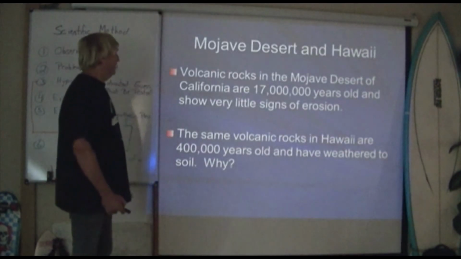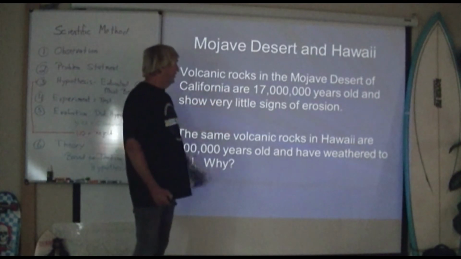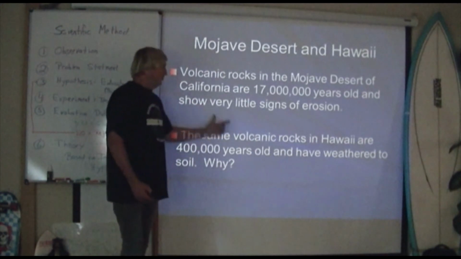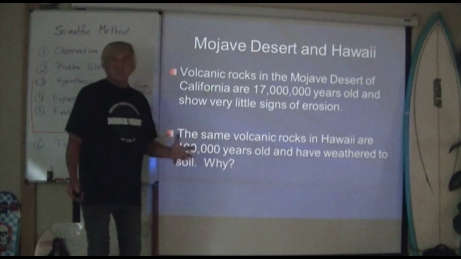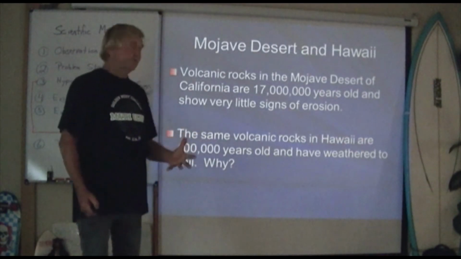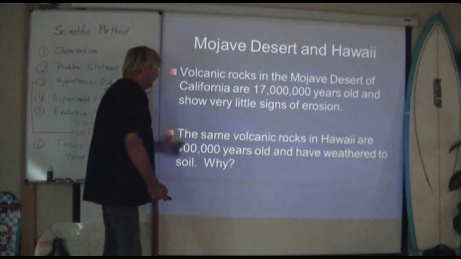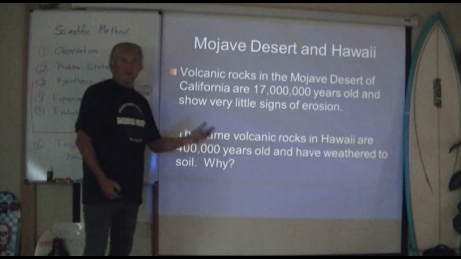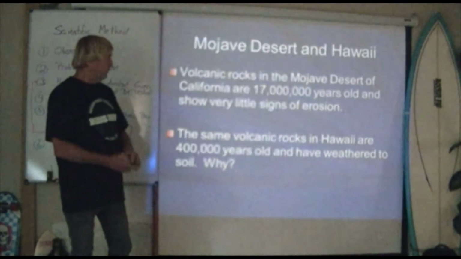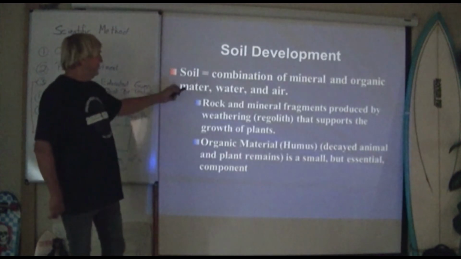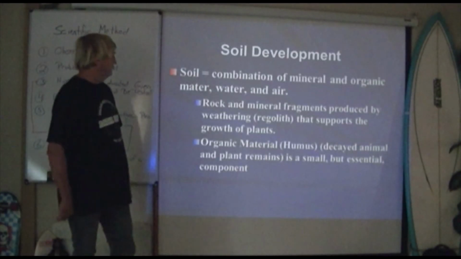So the Mojave Desert and Hawaii: those are volcanic rocks in the Mojave Desert of California that are 17 million years old. These are basically basalt flows. Same formation in Hawaii. Same iron-rich basaltic rock, aphanitic texture, yet these rocks are 400,000 years old and they've already weathered and been transported and eroded, and they form soil. And why? Yeah, the blank screen, that's why. Because of temperature and water, which my slide went away.